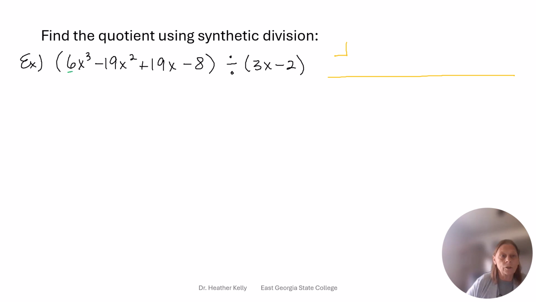Putting the coefficients only of the dividend. So 6, negative 19, 19, negative 8. And then we also need to put our number in here, and that means that we're going to take the divisor, set it equal to 0, and solve it. So x is equal to 2/3.